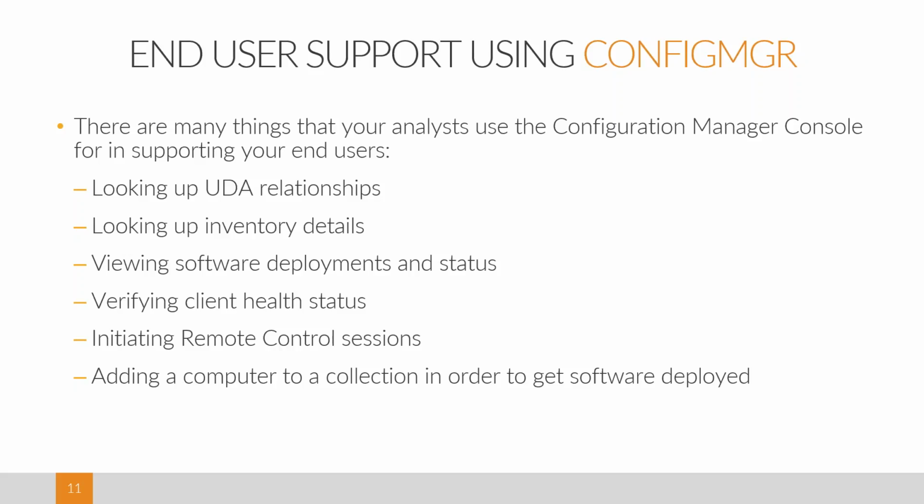Look up inventory details. So I'm having problems installing an application, and you can utilize the ConfigMan console and reports to verify that my hardware is sufficient, adequate, supported for that application I'm trying to install. And maybe it's not. Maybe I don't have enough memory. Maybe my processor's not powerful enough. Viewing my deployment status. So when I'm trying to install a piece of software or patches, I can look and see what the status of that is and where I'm at and see if I have problems.